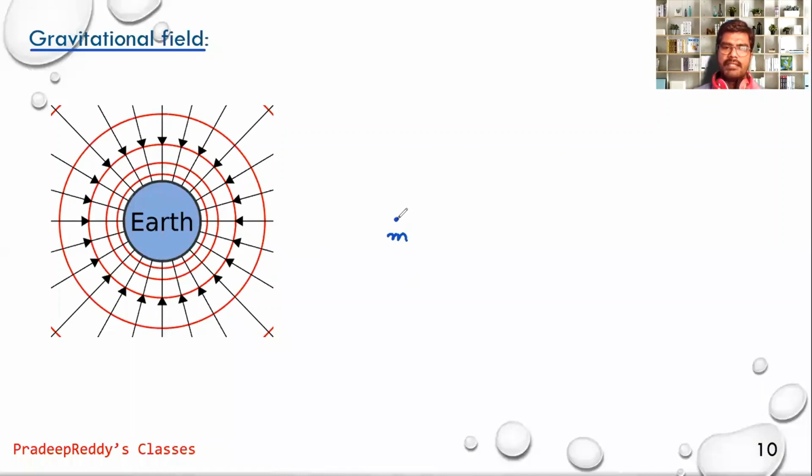If I leave this mass at this position, obviously it will be directed towards the center of Earth. Likewise, if I am taking another mass here and if I leave it at this position, it will be directed towards the center of Earth. If I leave one mass here, it will be directed towards the center of Earth. If I leave one mass here, it is directed towards the center of Earth. Now, this is a point mass.